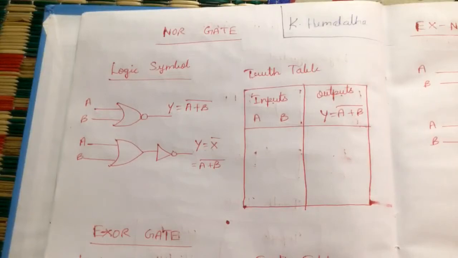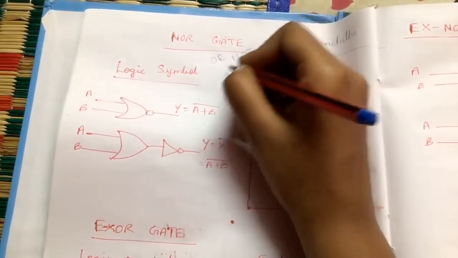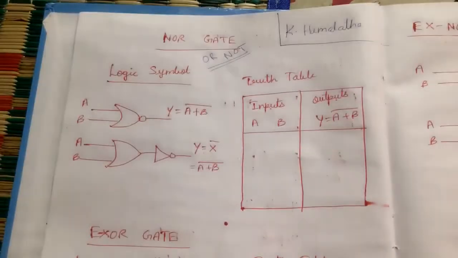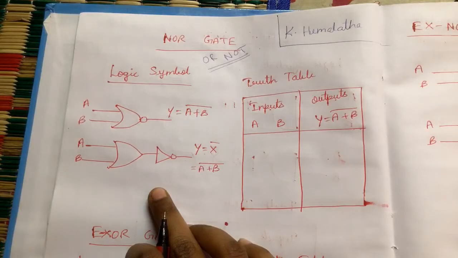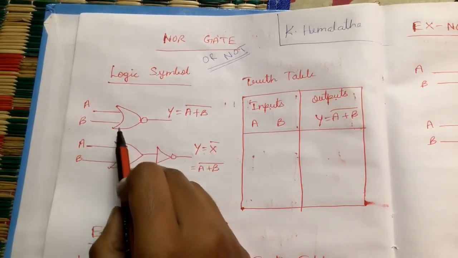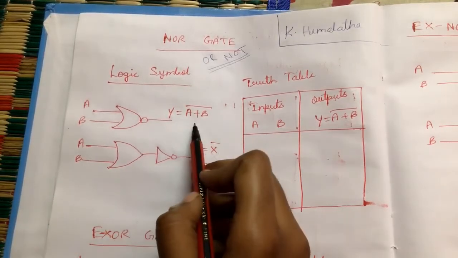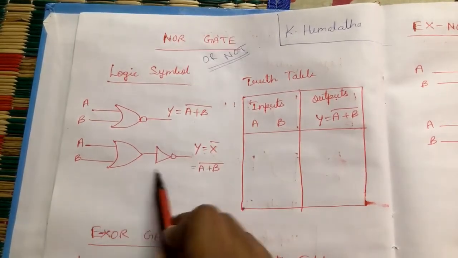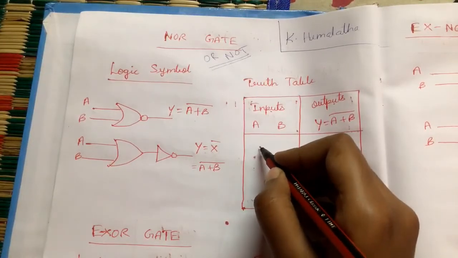So here we have represented the NOR gate. NOR gate is nothing but the combination of an OR gate and a NOT gate. So that we will call a NOR gate. Okay. So here this is the logical symbol for the NOR gate. Whatever inputs we are giving, it will do the OR operation, then the complement of that we will be getting as the output. Okay. So they are represented in both ways. Now we will take the inputs for the truth table.